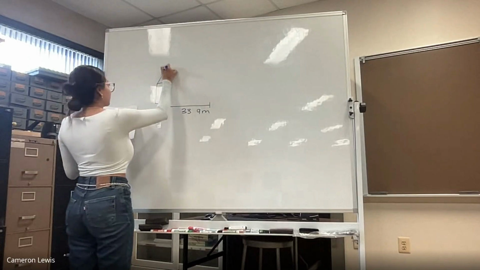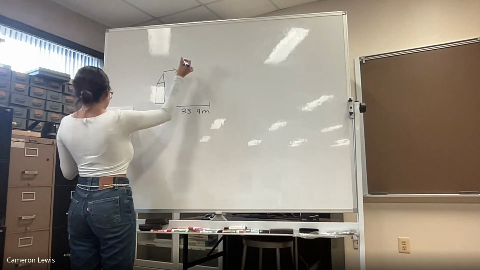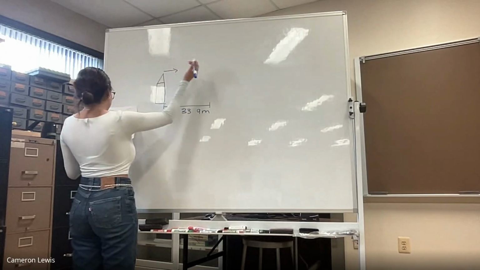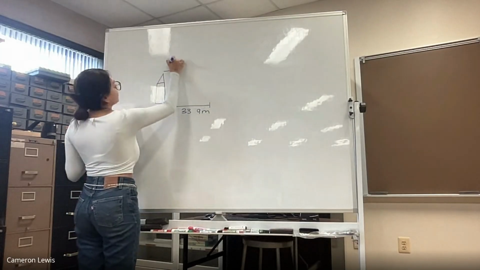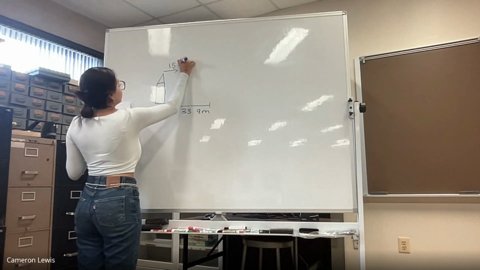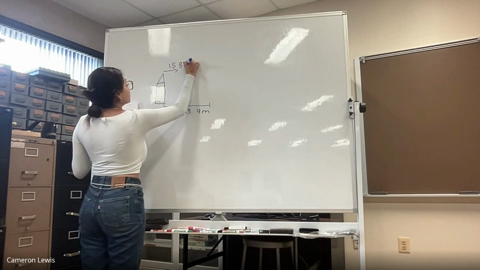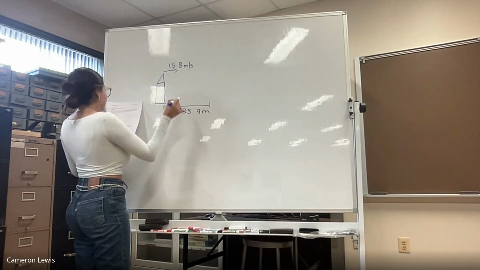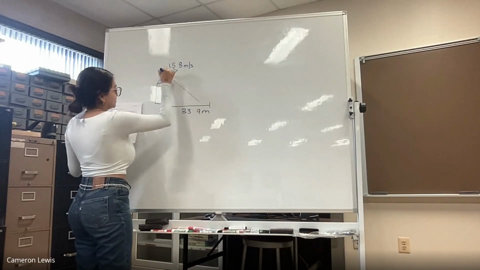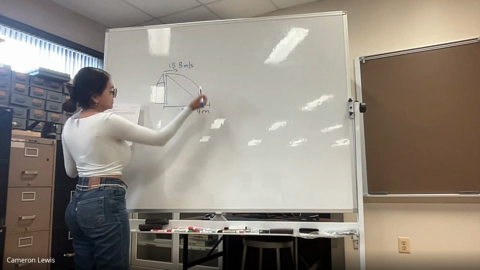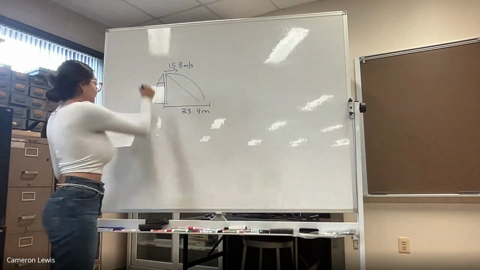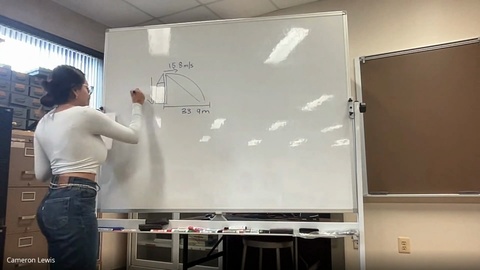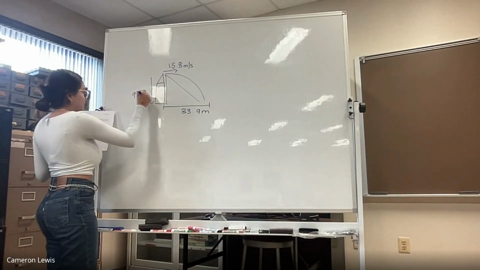And then at the top, I put how fast the ball was kicked. So that's 15.8 meters per second. And then I tried to draw a triangle first, but obviously it's a little bit round. And then the force of gravity always.